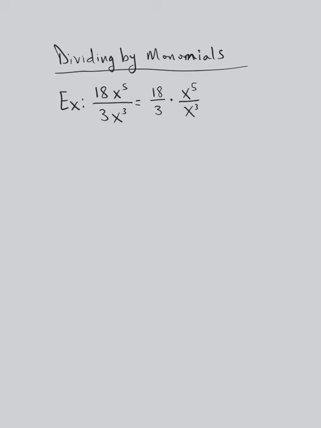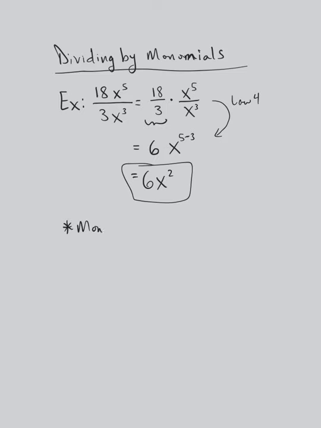Now why is that advantageous? Because we can say what we have in terms of the numbers. 18 divided by 3 is 6, and here we apply the exponent law. That's exponent law number 4, so I subtract the exponents. So I have x to the 5 minus 3, and so this would be 6x squared.